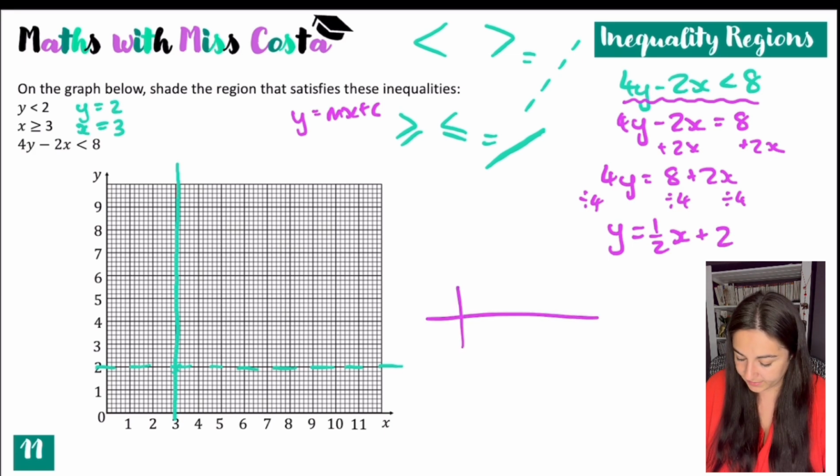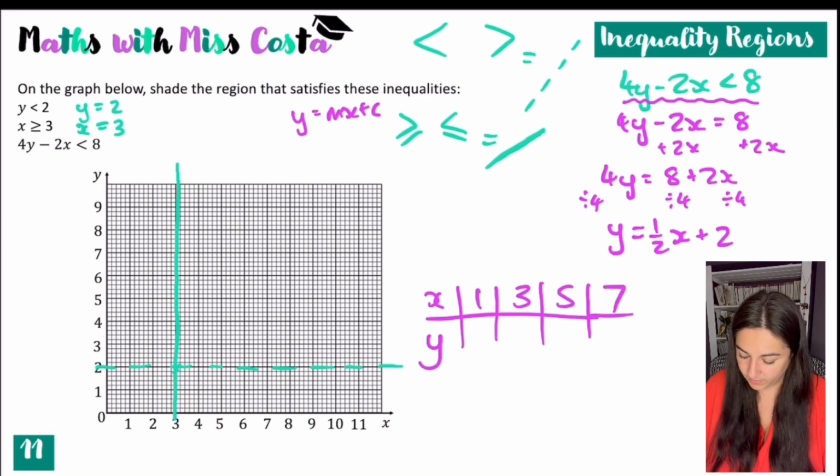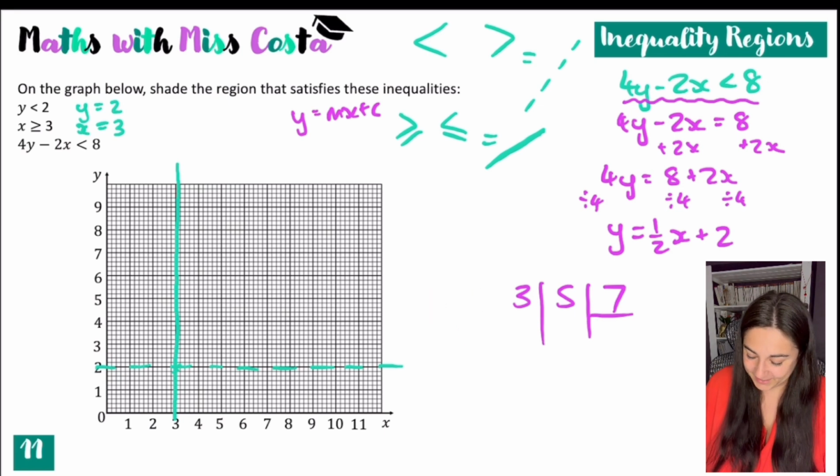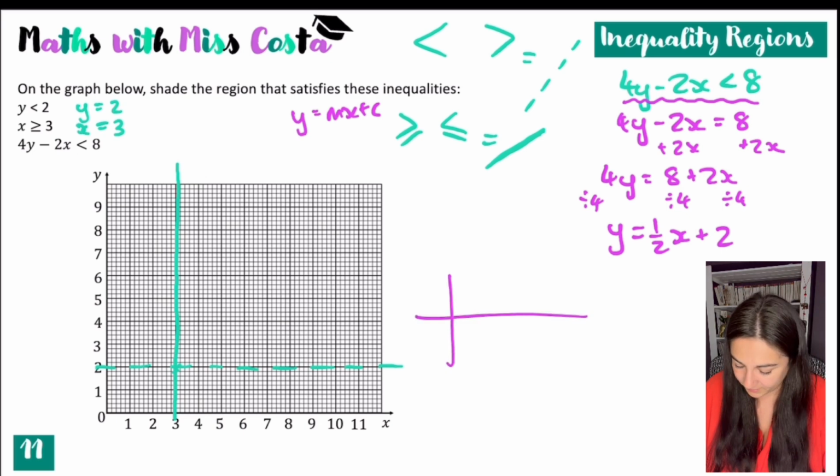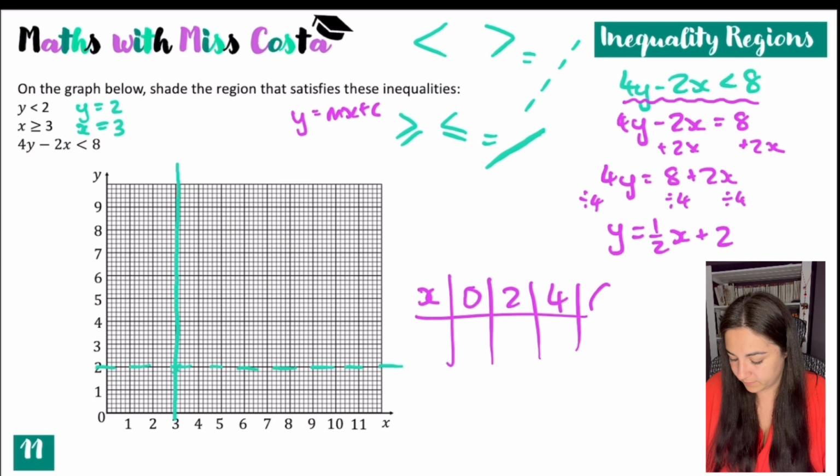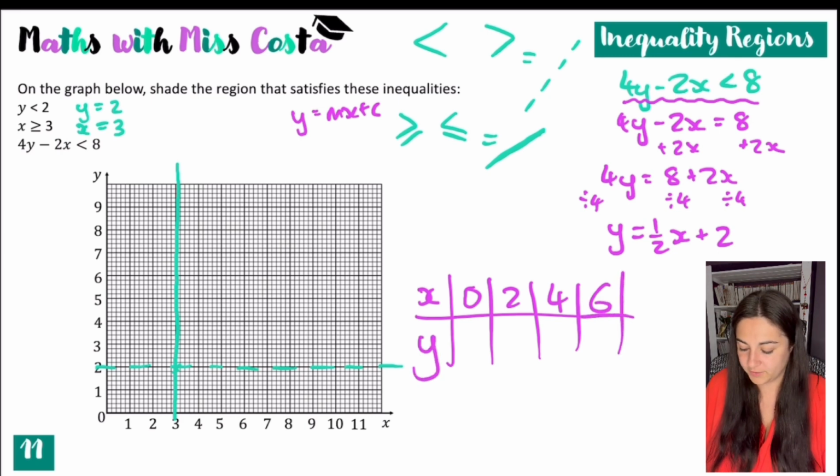So then I need to just quickly plot that. Let's just pick some random coordinates: 1, 3, 5, 7. So when x is 1, half of 1 is 0.5 plus 2 is 2.5. Maybe I should have picked even numbers. Let's do that actually, because we're going to be halving them. So when x is 0, y would be a half times 0, which is 0, plus 2, which is 2. When x is 2, y is a half times 2, which is 1, plus 2 is 3. When x is 4, y would be half of x, so 2 plus 2, which is 4. And when x is 6, y would be 3 plus 2, which is 5.